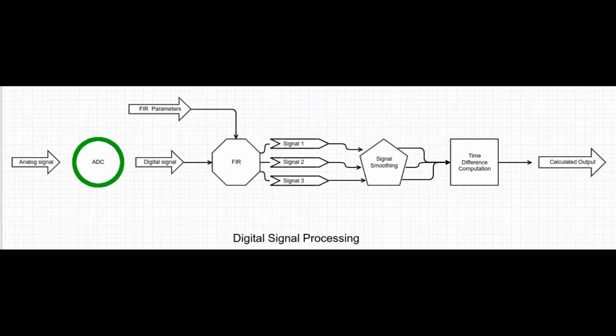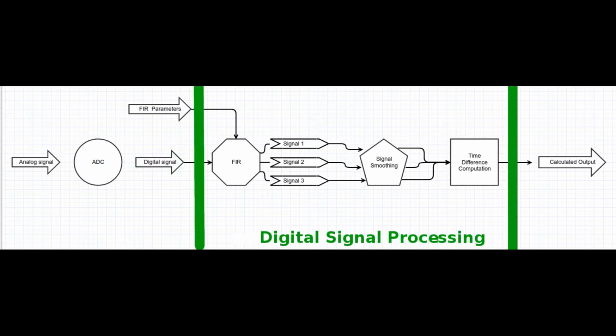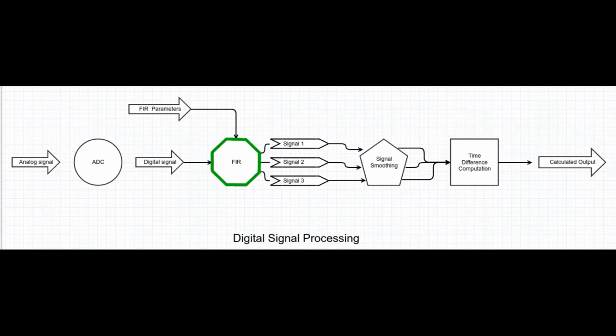First, the ADC processes the signal from the receiver, converting it from an analog signal to a digital one. This is necessary because the Nucleo board can only process digital signals. Next, the digital signal is passed on to the digital signal processing portion of the algorithm, in which a finite impulse response, also known as FIR, filter is applied to separate the 3 signals with varying frequencies.